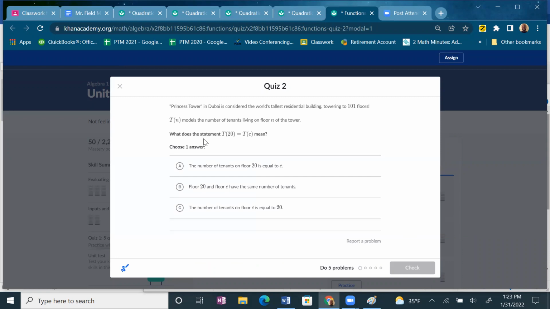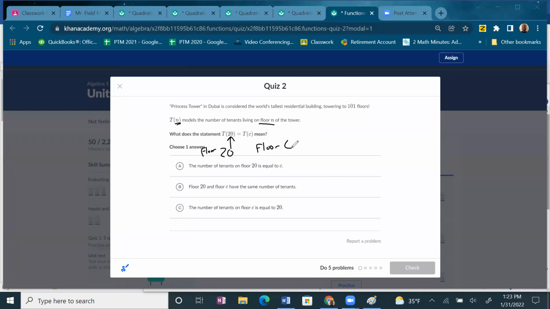Princess Tower, I remember this. So T of 20 equals T of C. In order to do this question, we need to know what 20 represents. 20 is n, and n represents floor n. So this means floor 20. So C means floor C.